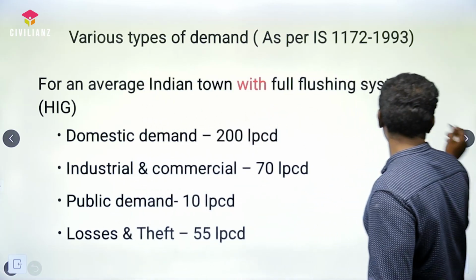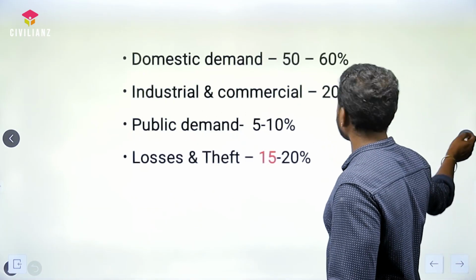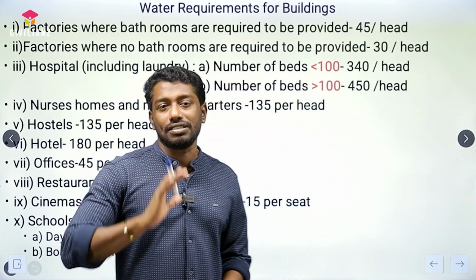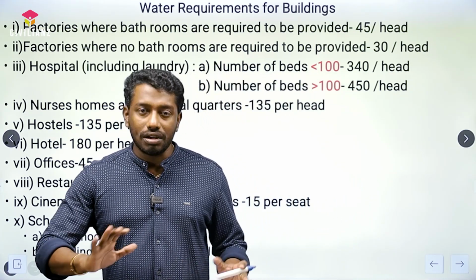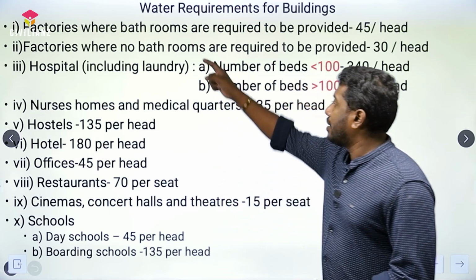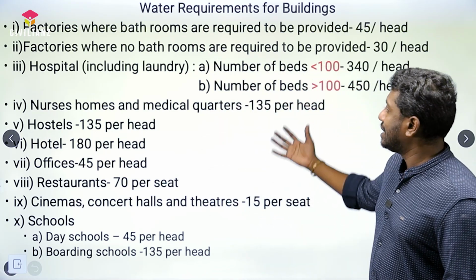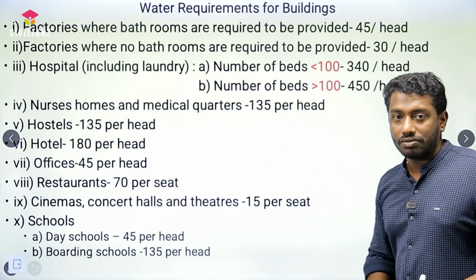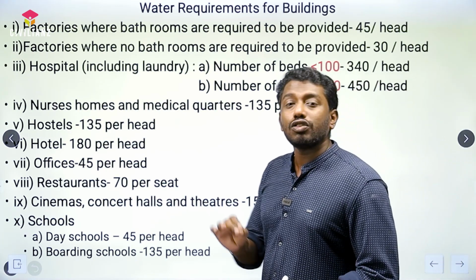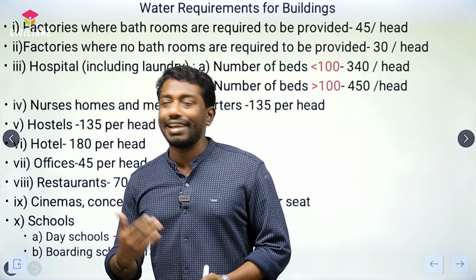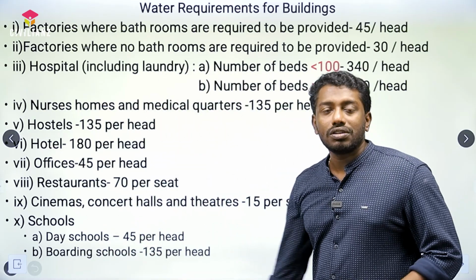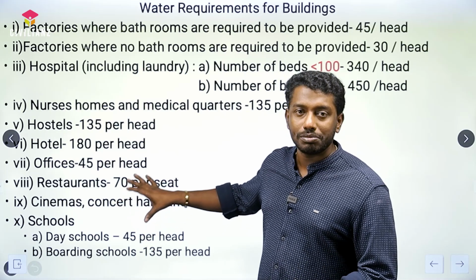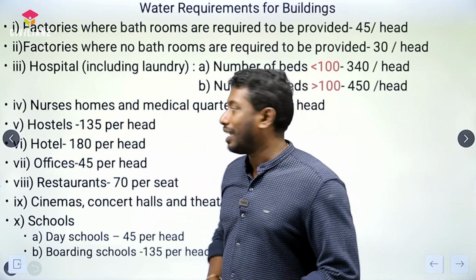Apart from this, we have to study water requirement for various buildings. It has been given in the code and asked for many times. You can see from the table, for factories where bathrooms are required to be provided, their water demand is around 45 liters per head. You have to memorize all these values.